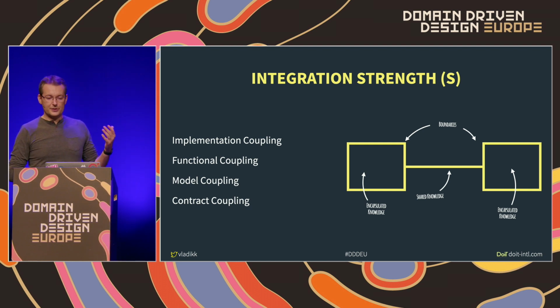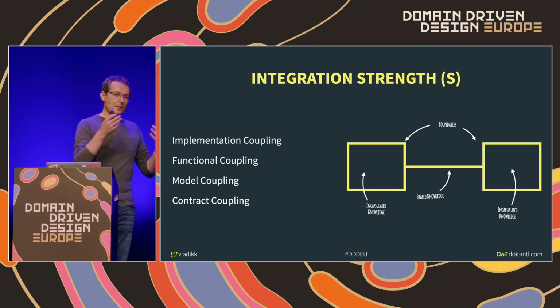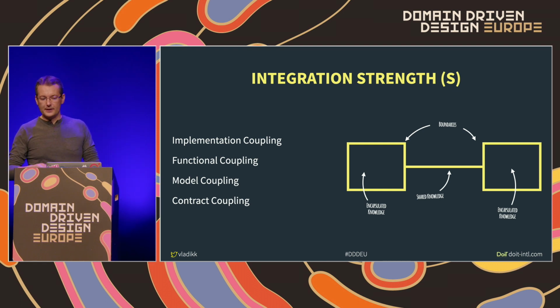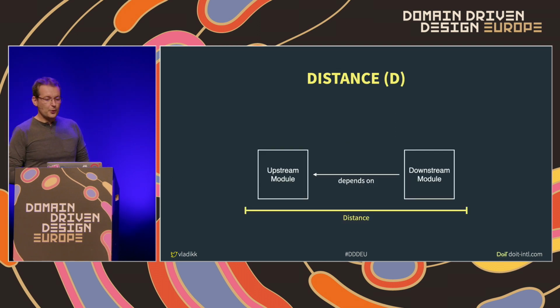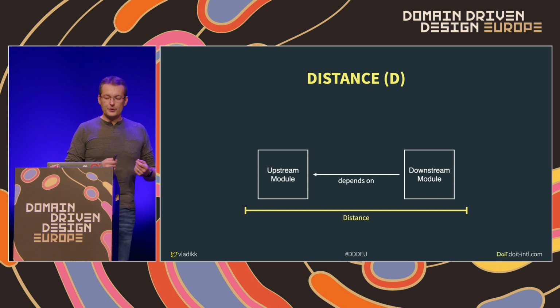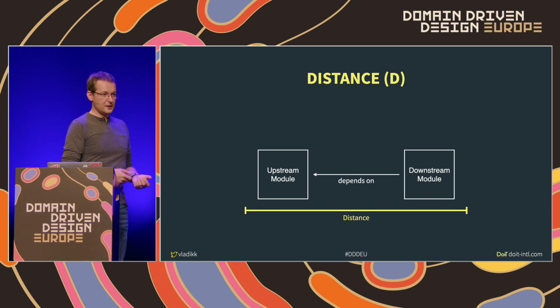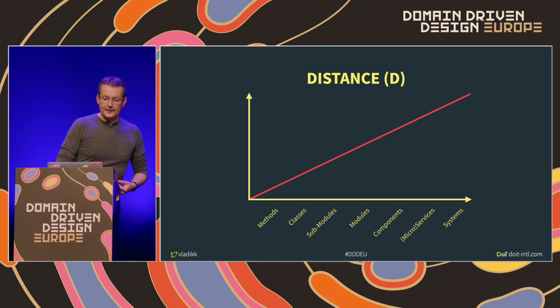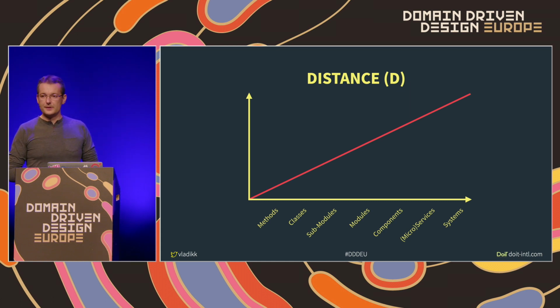The higher the integration strength, the more knowledge is shared across the boundaries. And the more knowledge is shared, the more these modules are going to change together because of the same underlying changes in business requirements or implementation details. Another important property of a connection between two modules is the physical distance between them. And the thing is, the connections between modules can span different distances.